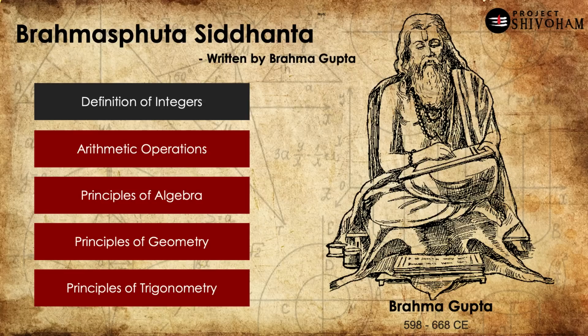Definition of positive numbers and negative numbers, including zero, and how to perform arithmetic operations with all three, principles of algebra, dealing with indeterminate equations, principles of geometry, trigonometry, and the list is very long. In this doc film, our main interest is purely about the integers, the positive numbers, zero, and the negative numbers as defined by Brahmagupta.